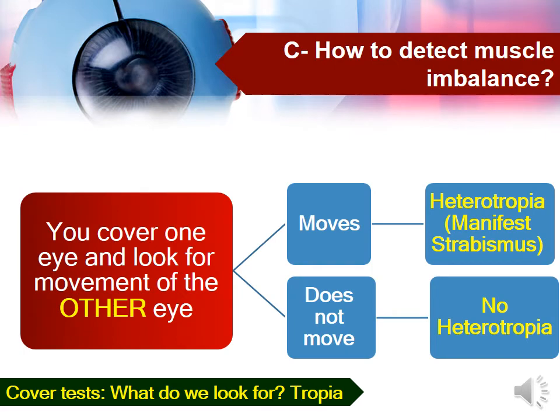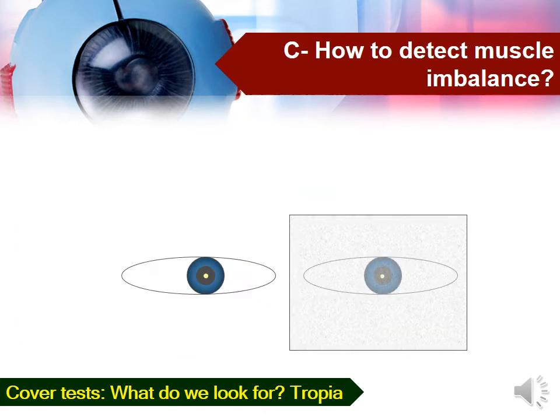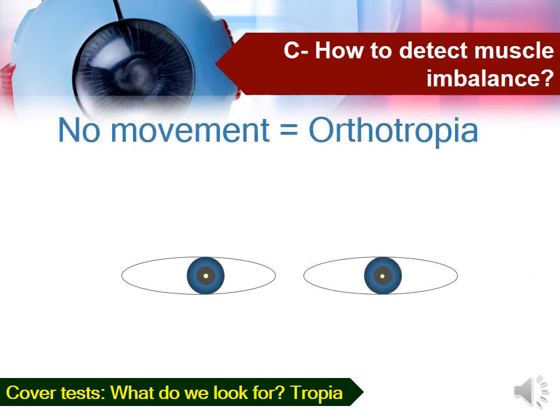You cover one eye and look for movement of the other eye. If the eye moves, this means it was misaligned and that the patient has heterotropia or manifest deviation. If the eye did not move, this means that there is no heterotropia. If you cover one eye and there is no movement of the uncovered eye, this probably means that the patient is orthotropic.